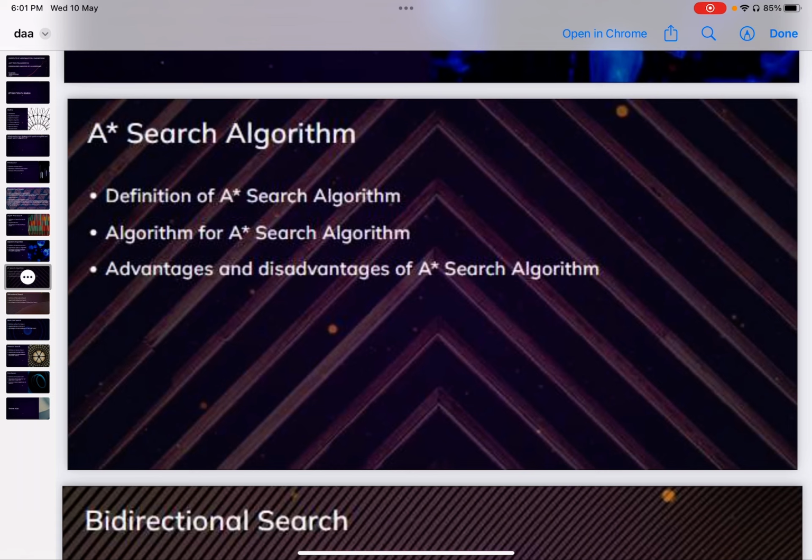This A star algorithm is an informed search algorithm, meaning it uses knowledge from the past searching process. The logic used in this algorithm is similar to BFS, breadth first search, but the A star algorithm has three parameters: G(n), which is the actual cost of the traversal from the initial state to the current state; H(n), which is the estimated cost for the traversal from the current state to the goal state; and F(n), which is the total cost of traversal from the initial state to the goal state.